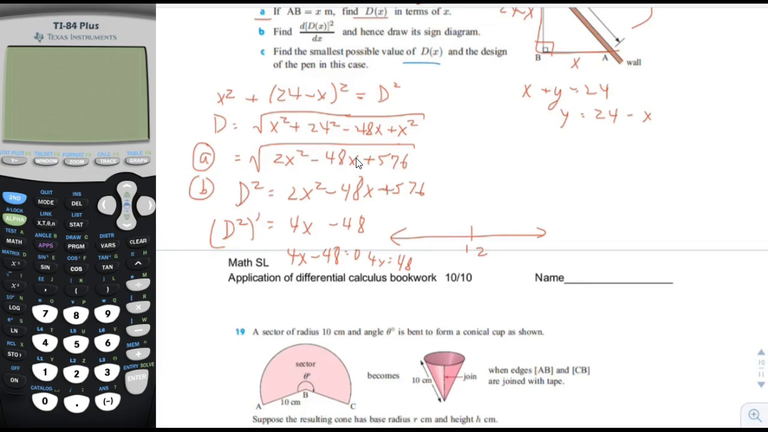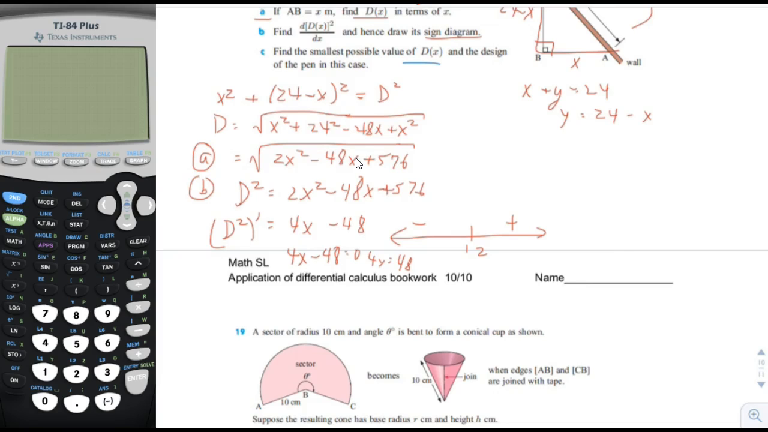And then if you put a big positive number in, you're going to get a big positive number. If you put a big negative number in, you're going to get a big negative number. So that's the sign diagram. That's what they asked for here. And then it says find the smallest possible value of D and the design of the pen in this case.